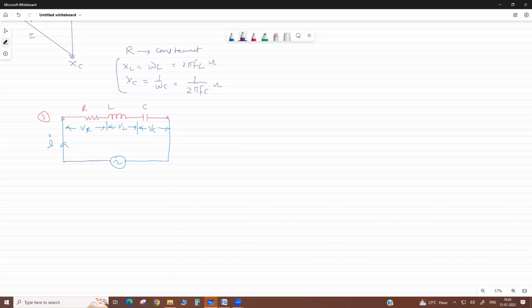Okay. As you know, XL is directly proportional to frequency. Omega is also frequency, in radian per second. F is also frequency, but in cycles per second, that is called hertz. XL is directly proportional to frequency. XC is inversely proportional to frequency.